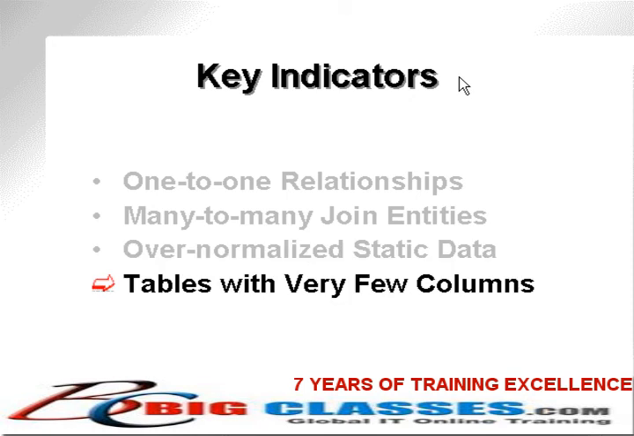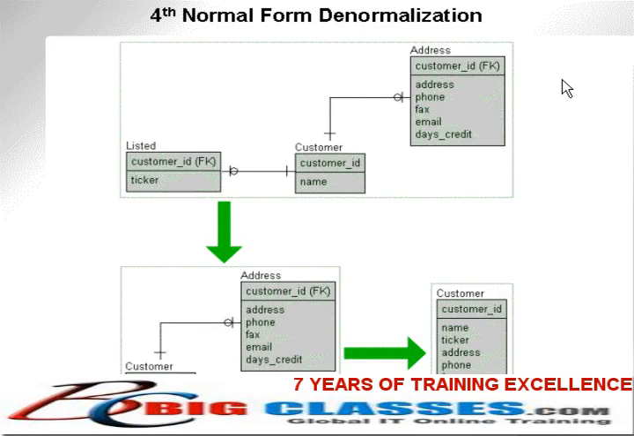Tables with a very small number of columns, very few columns, quite often indicates a table which could have its columns in a parent table. It shouldn't really exist. Fourth normal form, denormalization.